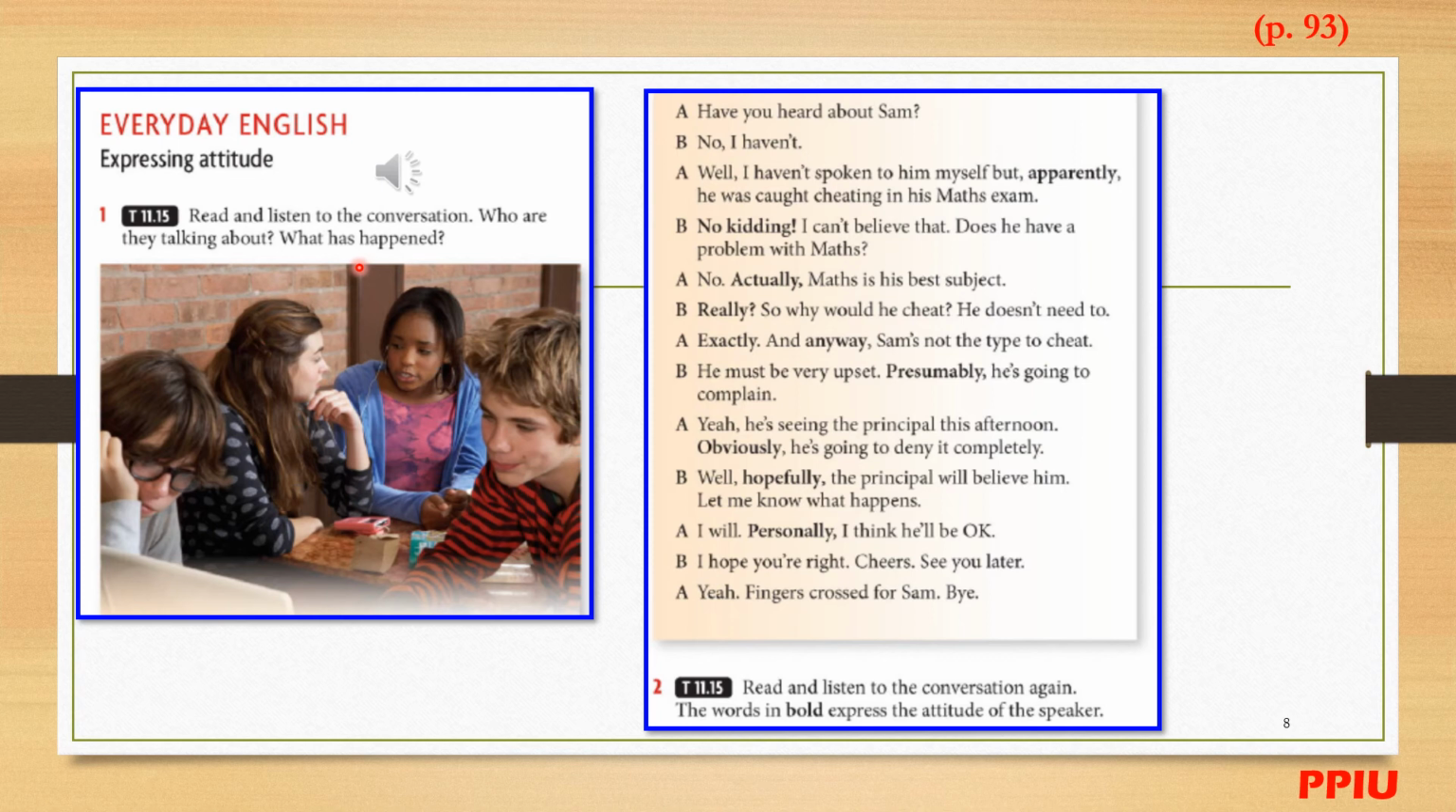Tape script 11.15. Have you heard about Sam? No, I haven't. Well, I haven't spoken to him myself, but apparently he was caught cheating in his maths exam. No kidding. I can't believe that. Does he have a problem with maths? No, actually maths is his best subject. Really? So why would he cheat? He doesn't need to. Exactly. But anyway, Sam's not the type to cheat. He must be very upset. Presumably he's going to complain. Yeah, he's seeing the principal this afternoon. Obviously he's going to deny it completely. Well, hopefully the principal will believe him. Let me know what happens. I will. Personally, I think he'll be okay. I hope you're right. Cheers. See you later. Yeah. Fingers crossed for Sam. Bye.